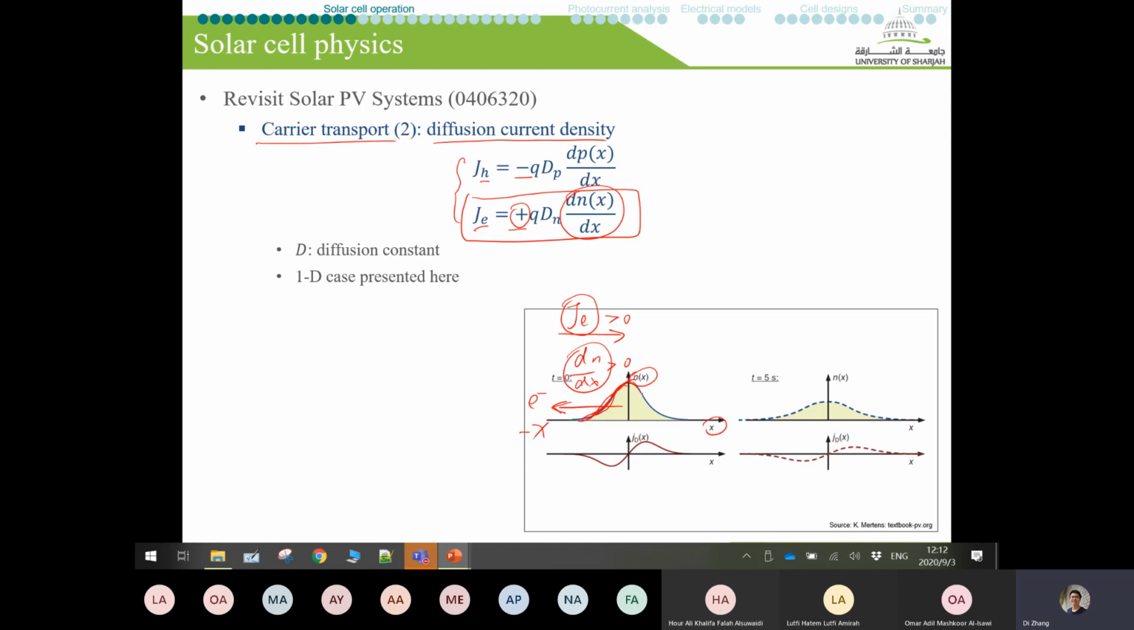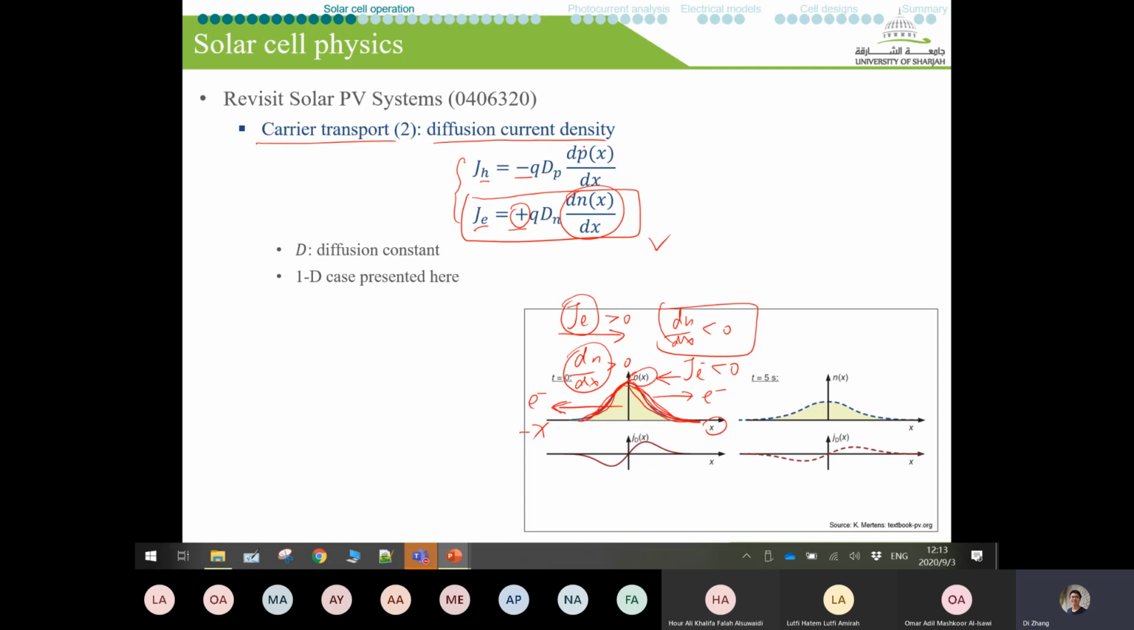Okay. If you look at the other side, the electron movement will go to the positive side, meaning that your electron current on the other side is going to become negative, because we have a negative current coming this way. At the same time, the slope here is also negative, dn over dx is also negative. So in this case, again, this equation is correct.